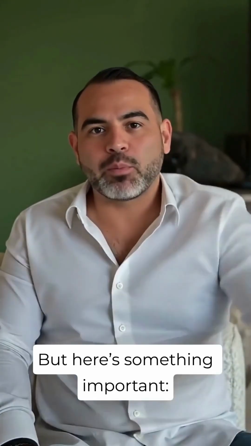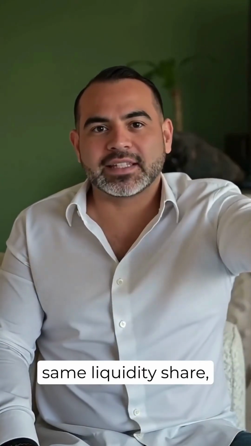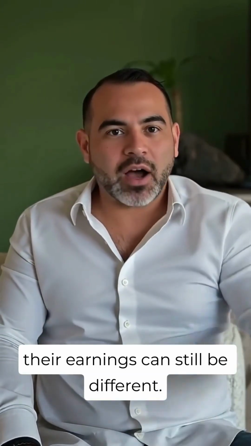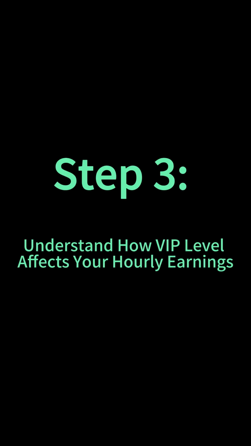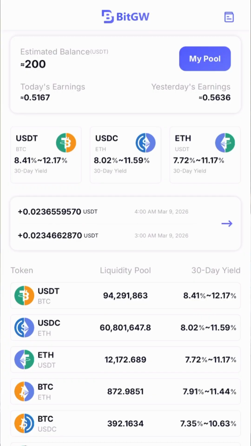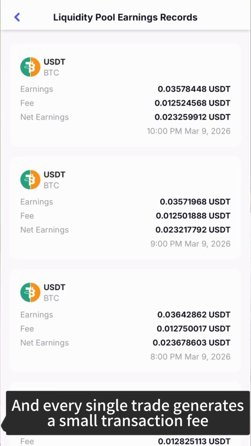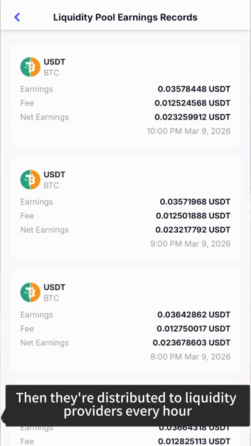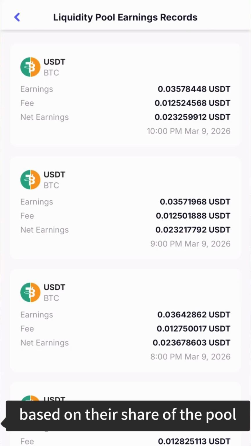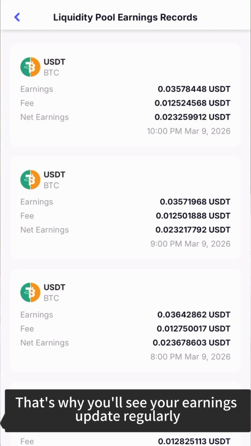But here's something important. If two users have the exact same liquidity share, their earnings can still be different. Why? Because the platform VIP level can also affect your hourly returns. Every hour, a lot of trades happen inside the pool, and every single trade generates a small transaction fee. Over time, those fees add up. Then they're distributed to liquidity providers every hour based on their share of the pool. That's why you'll see your earnings update regularly.